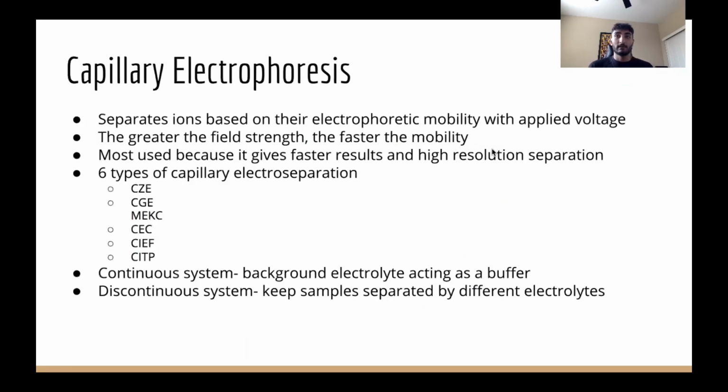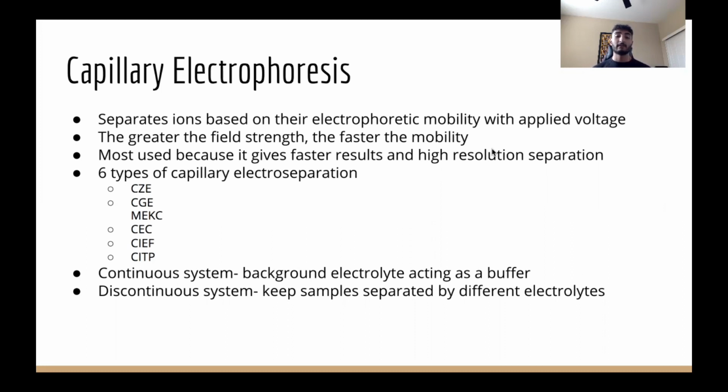Let's start with capillary electrophoresis. This method separates ions based on their electrophoretic mobility with applied voltage. From this, the greater the field strength, the faster the mobility, which is why it's most used, because it yields faster results in high resolution separation.